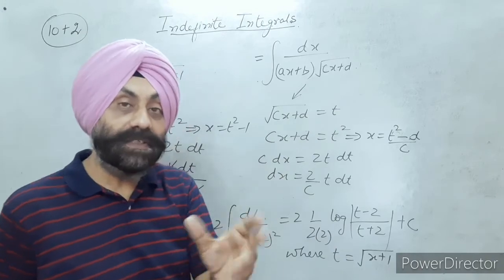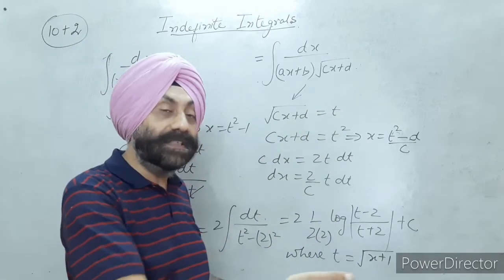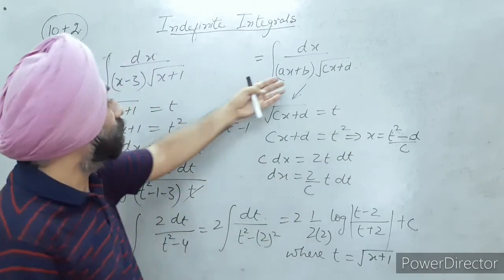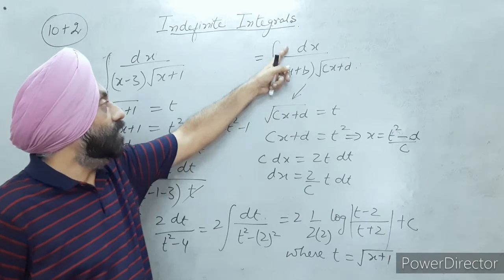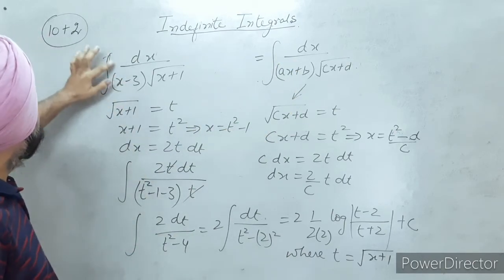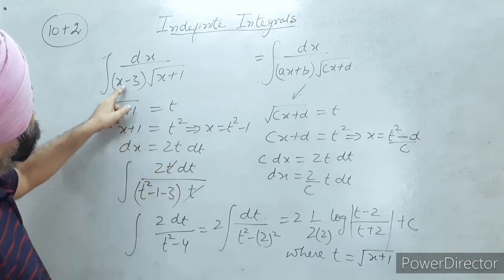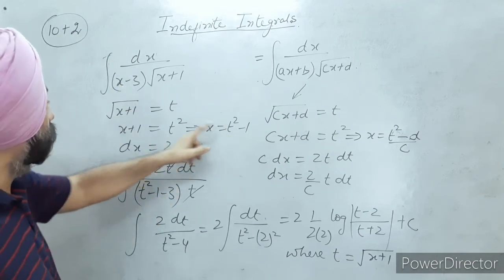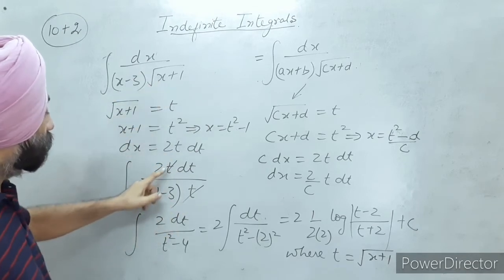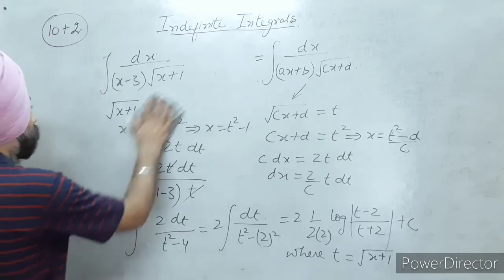This is the method how to solve the form dx upon linear into under root of linear. Put under root of linear equals to t, then square both sides to get the value of dx as well as x from that. Right? Then re-substitute the value of dx and x. What I did was the same thing. Here the value of dx was 2t dt, I substituted. The value of x was t square minus 1, I substituted. This was t, both the t get cancelled. Rest is your formulas if you remember.